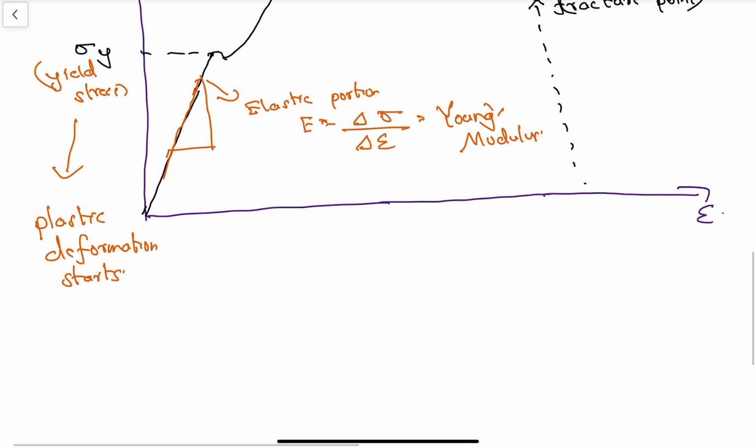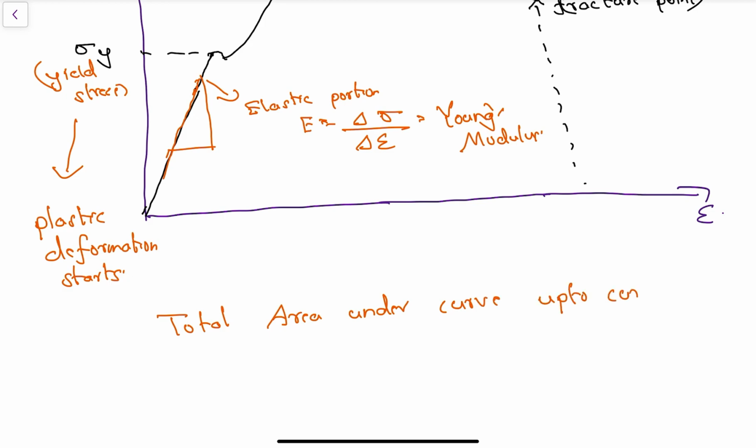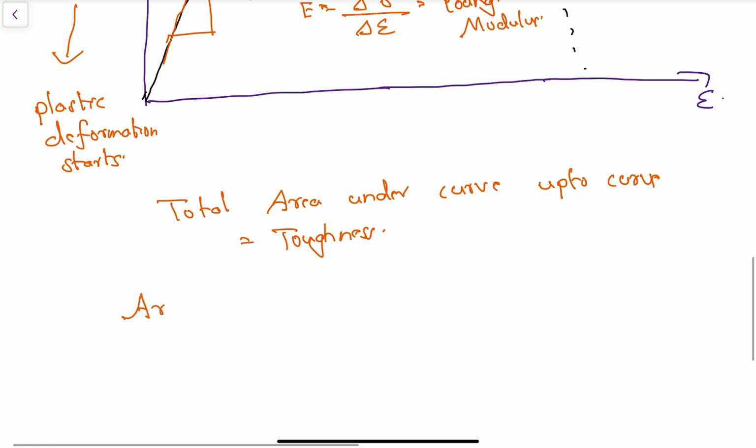Okay, and the total area under the curve up to fracture will give you the toughness of the material. That is, area is equal to stress into strain. Okay, so its unit is Newton meter per meter cube. So actually, it is Newton per meter square.